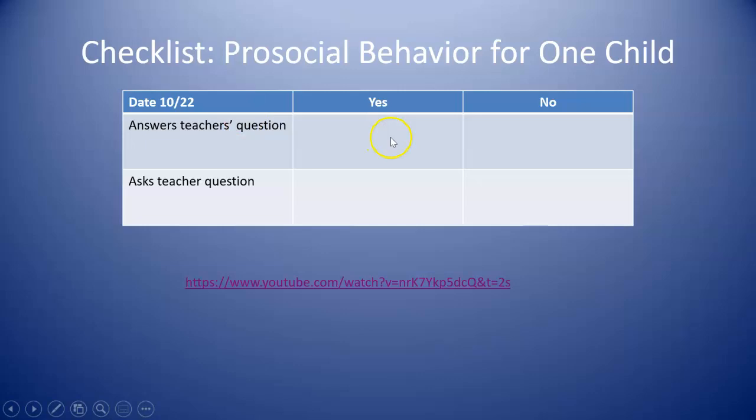So sometimes you can see here that a yes or no gives us some information, but we might want to do a tally or make notes about like the child answered a lot of the teacher's questions, right? Because she asked multiple questions and usually needed a little bit of prompting to really answer the question fully. So having a checklist can give us a little bit of information, but adding notes to it can give us a lot more.